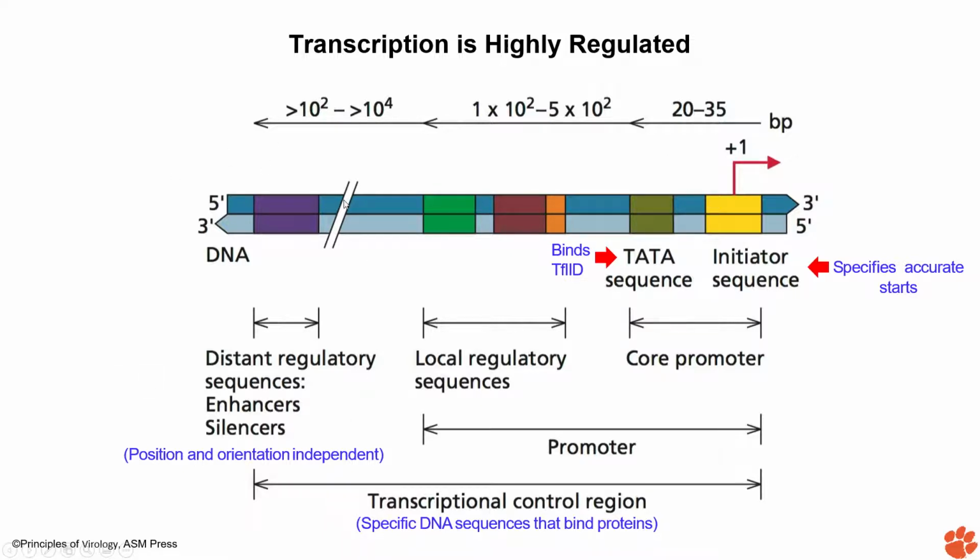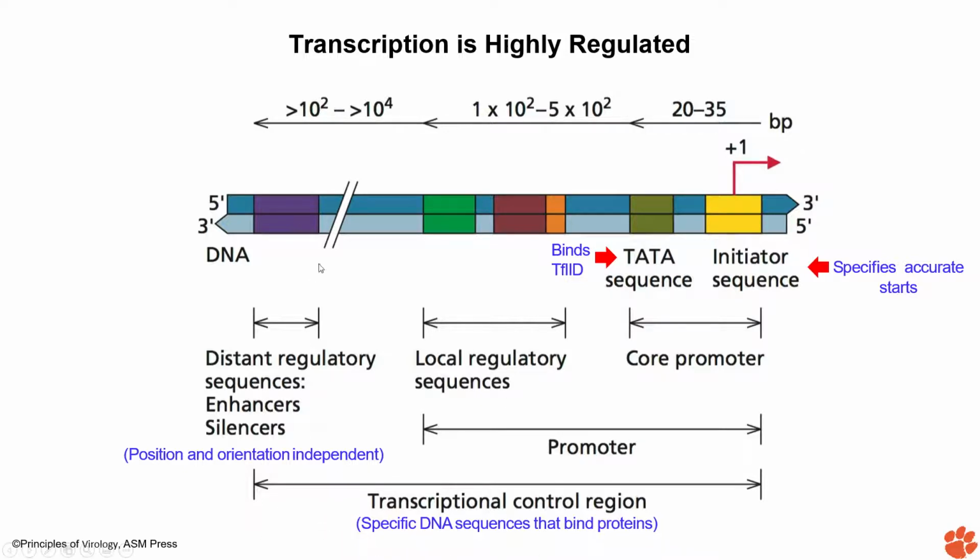If you have enhancers, that will even augment the transcription, or these could be silencers as well. These elements, when bound, can actually stop the RNA polymerase from transcribing. So the effects could be both ways. So that's your transcriptional control region.